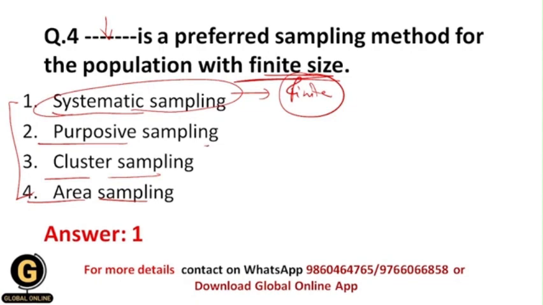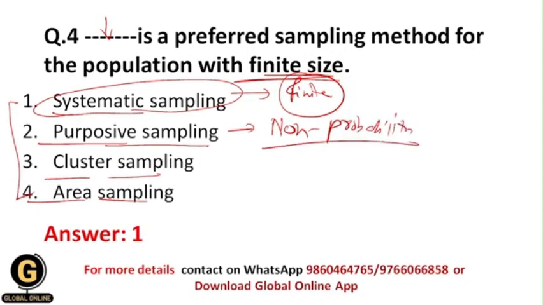Now what is purposive sampling? Purposive sampling is a non-probability sampling technique, because here the researcher doesn't use the random sampling method. Here the researcher doesn't randomly select the participants from the target population. Here the researcher has a specific kind of characteristic in mind, and based upon that characteristic only the researcher selects the preferred participants.